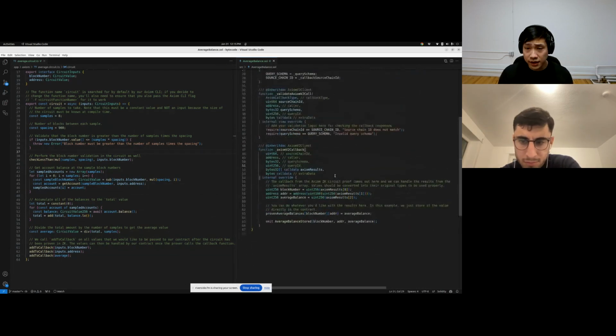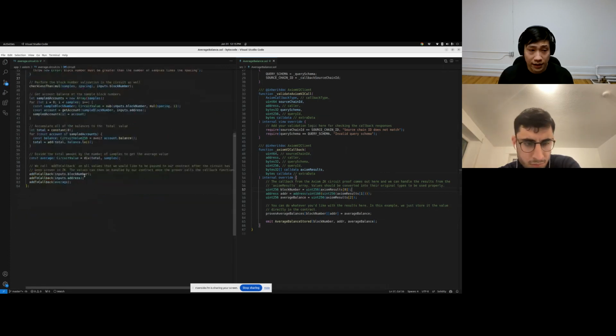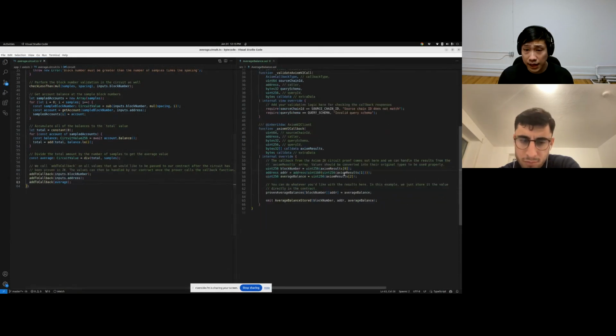Now, the second thing is the Axiom v2 callback function, which actually pertains to your business logic from the outcome of the query. So here we provide the results in this Axiom results array, and you can parse that array into the format that you anticipate. So in this case, we added the block number, address, and actual average to the callback in the circuit. And in the Solidity function, we parse that into the types that we actually expect. So in this example, we just simply store the proven average balances in a mapping. But of course, you can use this for whatever you would like in your downstream application.